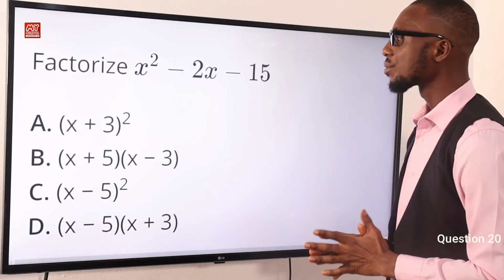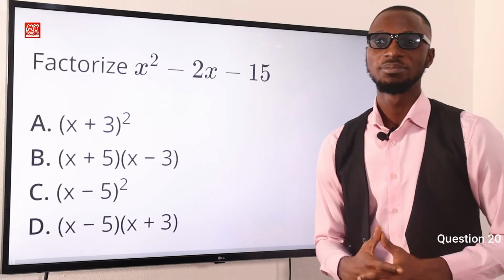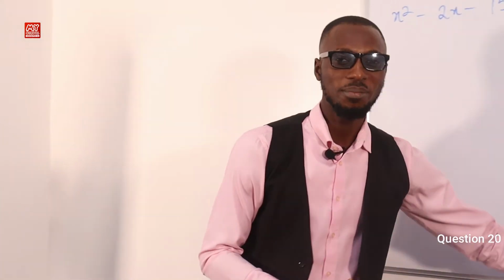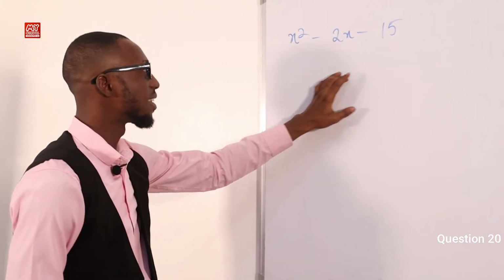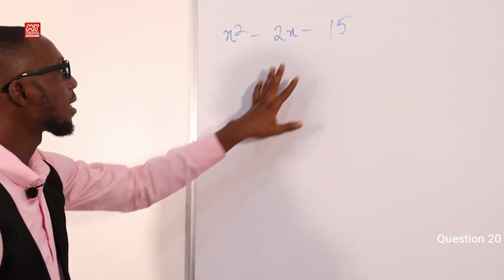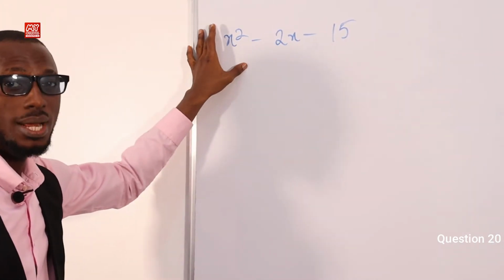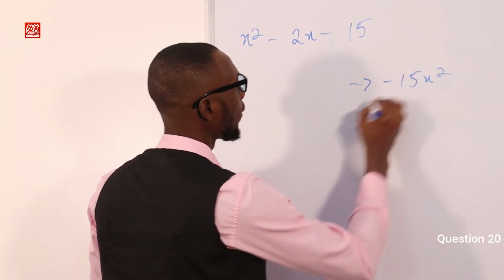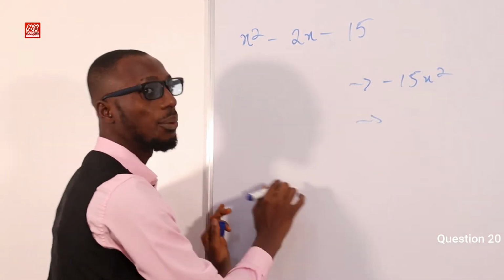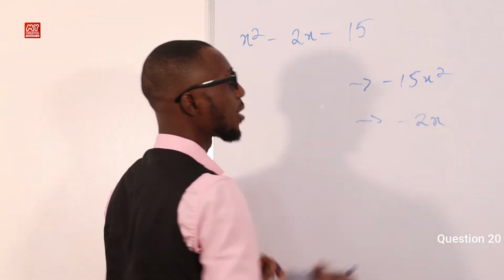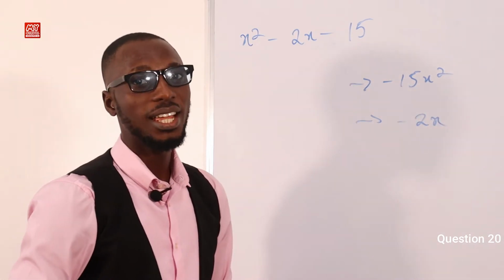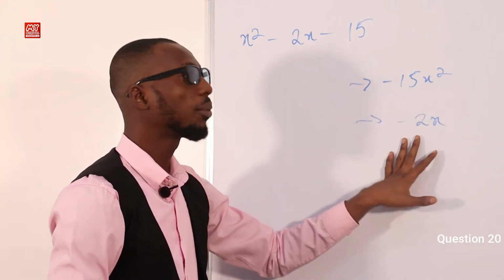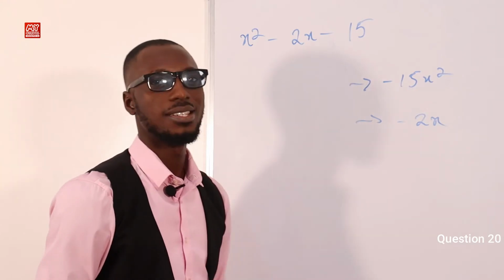Factorize x squared minus 2x minus 15. According to our custom, we reproduce the question on the board. So how do we factorize this? We have minus 15 times x squared, that gives you minus 15x squared. Then at the center, we have minus 2x. So we have to look for numbers or factors that when we multiply them together, they should give us this, and when we add or subtract, they should give us this.